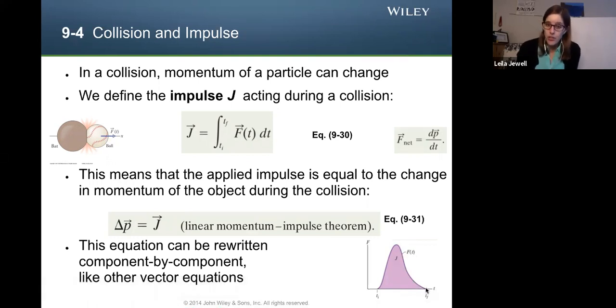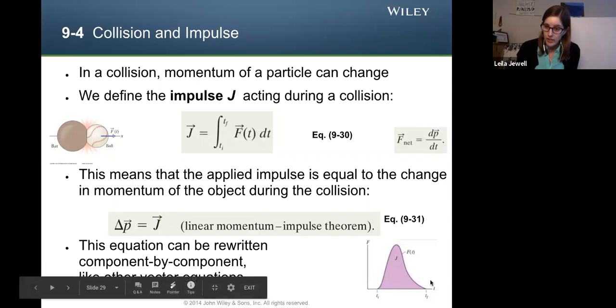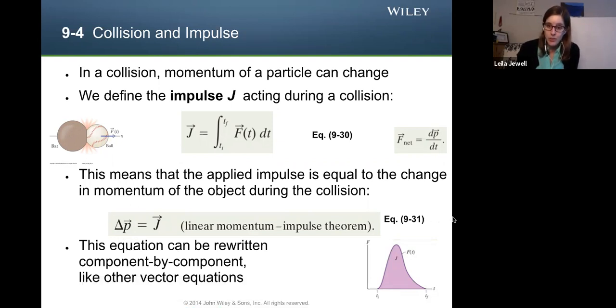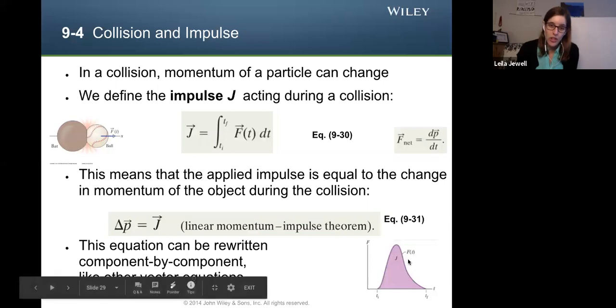And the impulse is going to be the area under this force curve. So if you integrate the force with respect to time, then you'll get the impulse. And thus, also, if you know the area under the curve, you will get the change in momentum. So that's pretty cool. And this works for these variable forces as shown here.